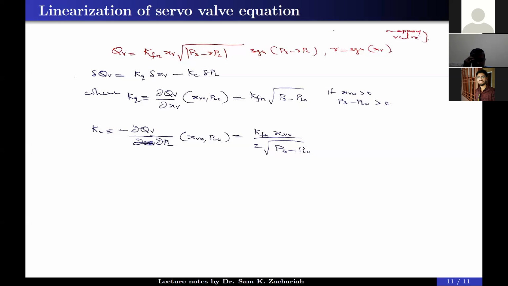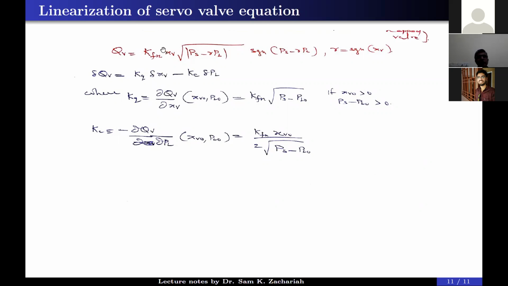Stroke limit, integrator limits, Coulomb friction, yes, zero. But here that is not the case. Here the main control element is the servo valve, and it has a square root nonlinearity. Again, for simplicity, I take only a critically lapped valve.